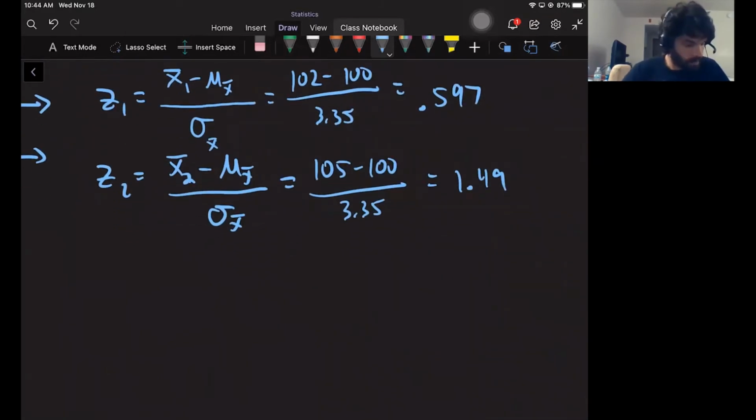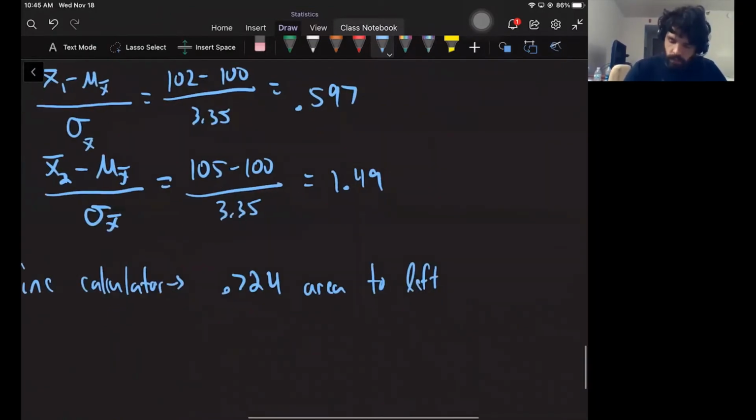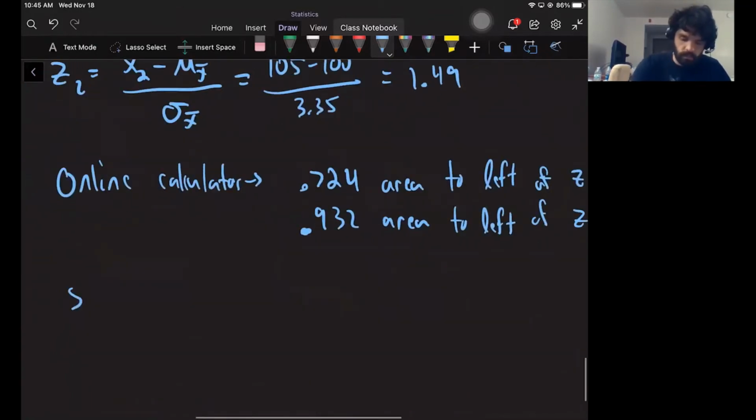So then let's do that. Let's see. So online calculator will tell us that there is, let's see, 0.724 area to the left of the first z-score. And if you do the other one, 0.932 is what you should get. Area to the left of the second z-score. So then I just do, so if I want to get the area between the two, I just subtract.